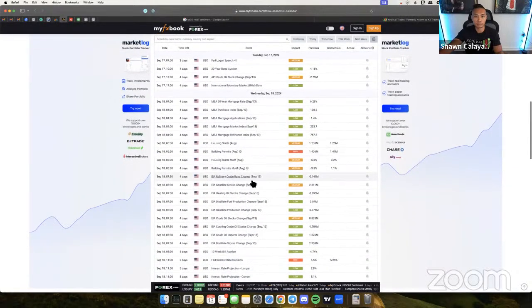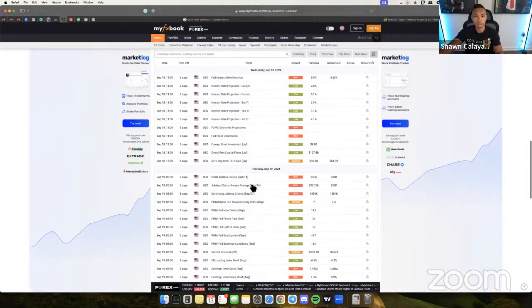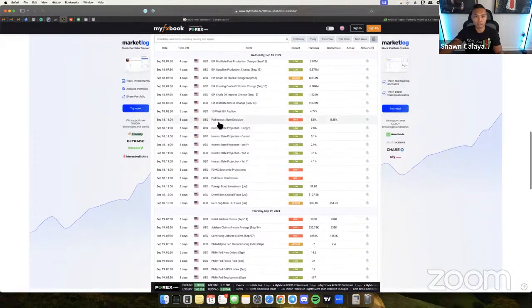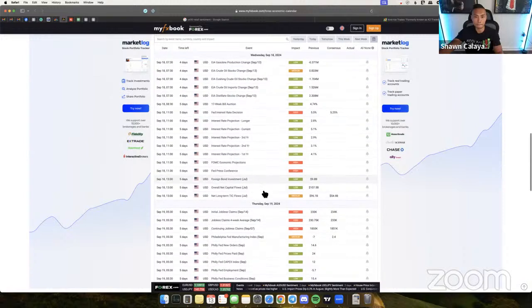Wednesday we have building permits. And then we have the interest rate news. FOMC, so the interest rate news comes out at 11. You can see over here it's forecasted to drop 0.25%. Not a lot, but it's still a drop, so it's going to be good for the economy. Economic projections are going to be important too because they're going to announce whether they plan on dropping interest rates further before the end of the year.